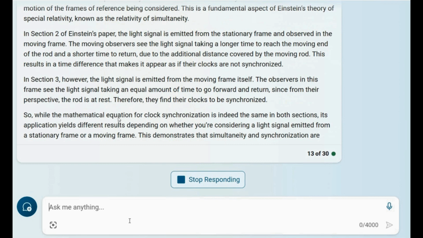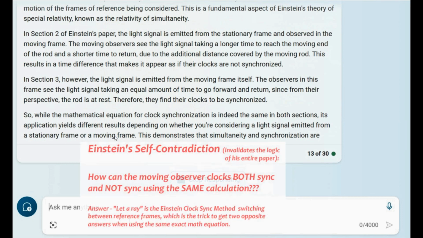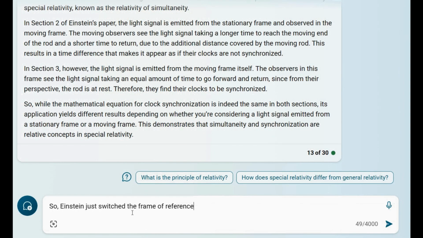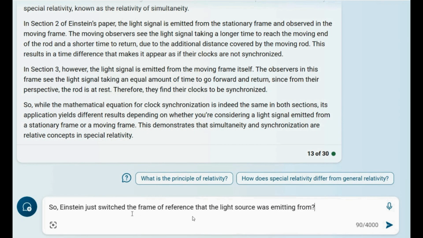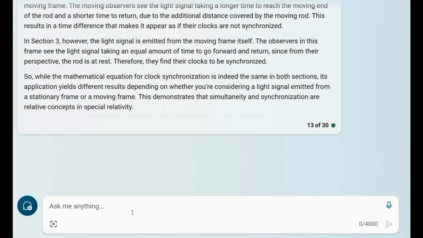So, while the mathematical equation for the clock sync is indeed the same in both sections, it yields different results depending on whether you're considering a light signal emitted from the stationary frame or the moving frame. This is 100% correct. And this light signal switch is exactly what Einstein did to create this internal inconsistency or self-contradiction in his paper. Now, let's just confirm this idea with the AI to make sure that we've got this right.